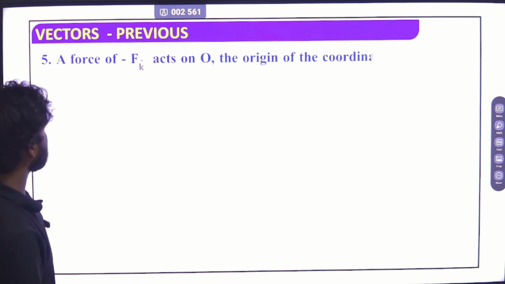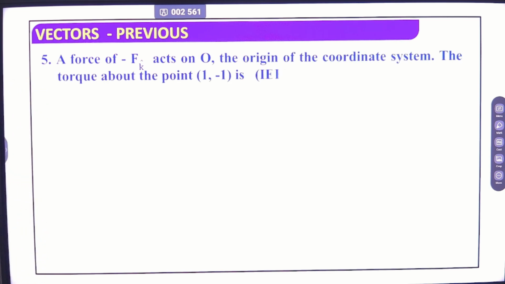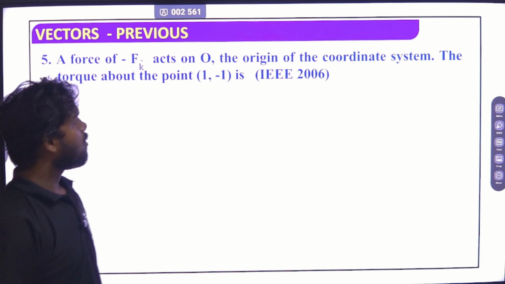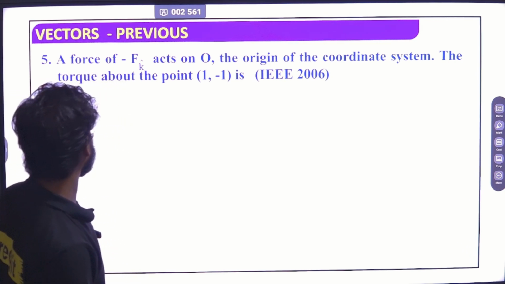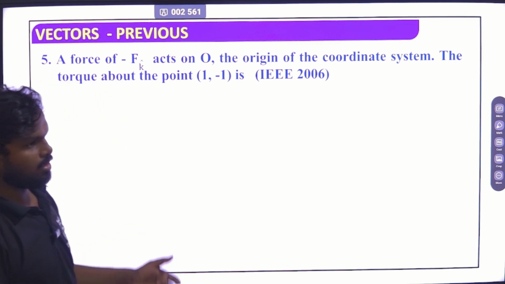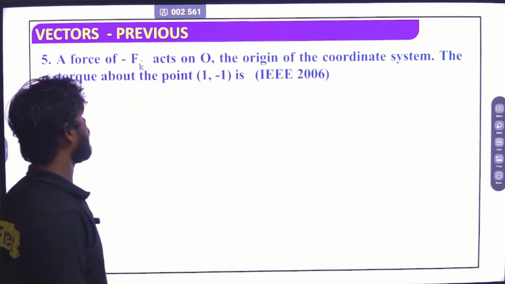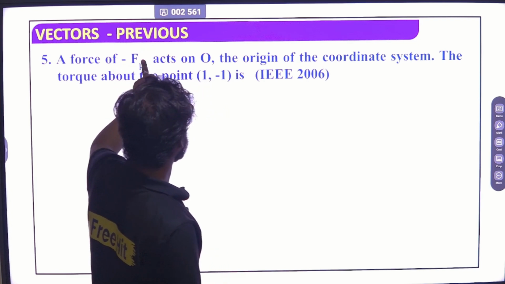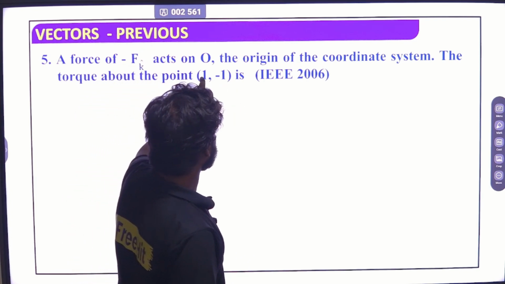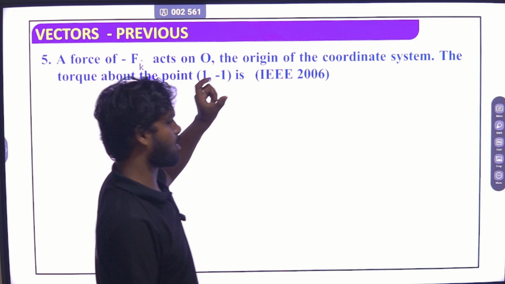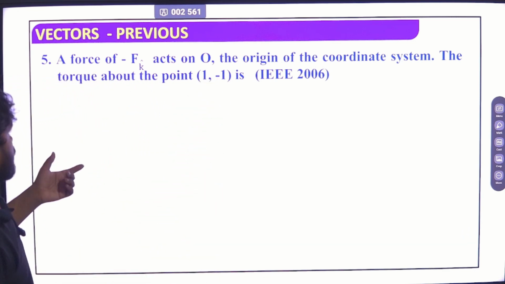A force of minus f k cap acts on the origin of the coordinate system, then the torque about that point. See, the torque is defined as force into perpendicular distance. Force is given, perpendicular distance is this, from the origin to this point we can calculate that distance, and then you have to simply apply the formula.